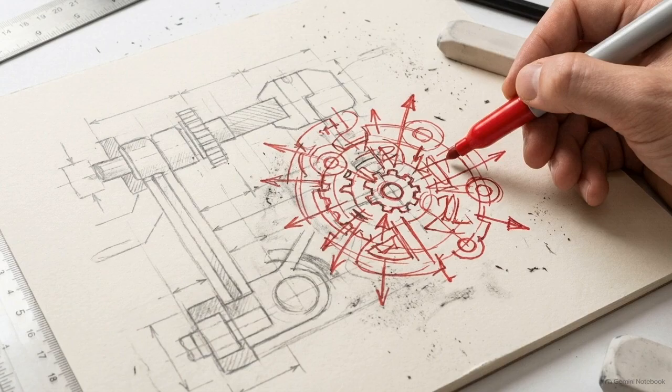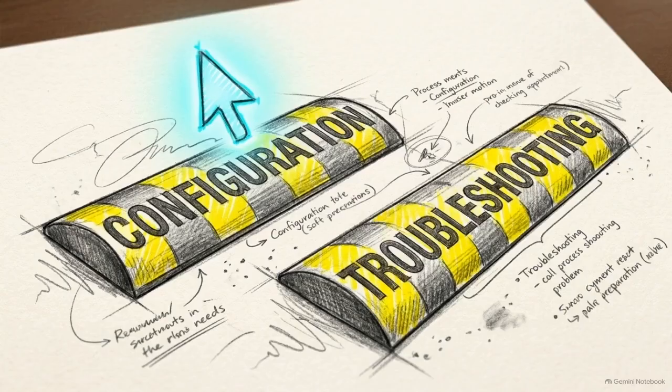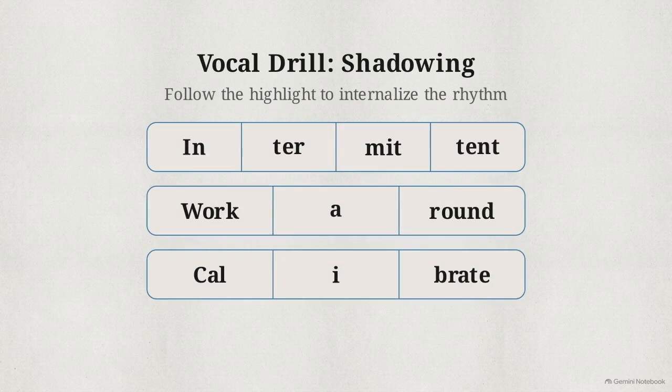For B1 and B2 learners, strings of multisyllabic words act like physical speed bumps, disrupting your speaking rhythm and causing hesitation. This diagram breaks down 3 common troubleshooting words. Practice shadowing them aloud right now. Intermittent, work around, calibrate. Training your jaw to hit these syllable counts smoothly prevents you from stumbling later.